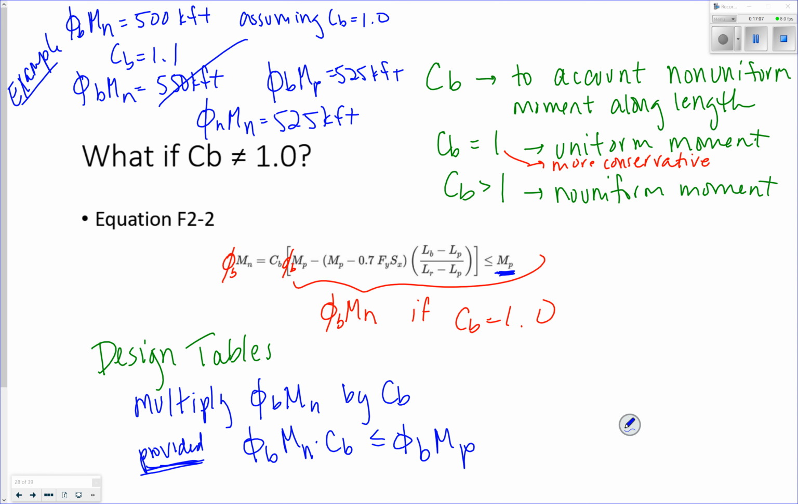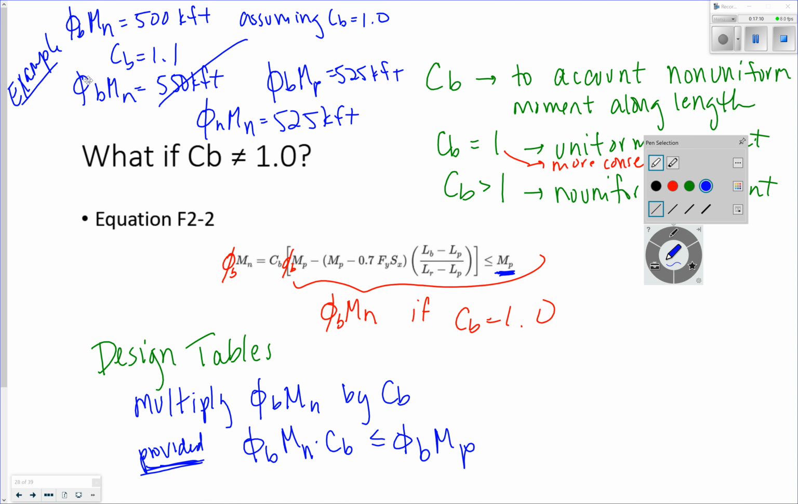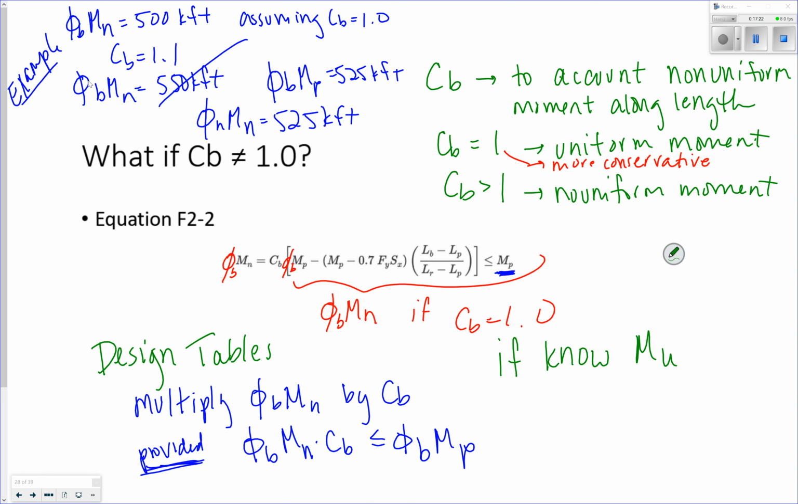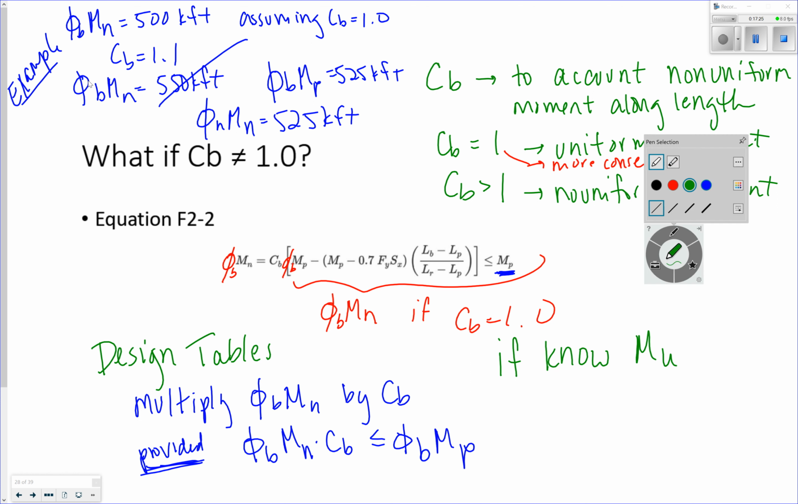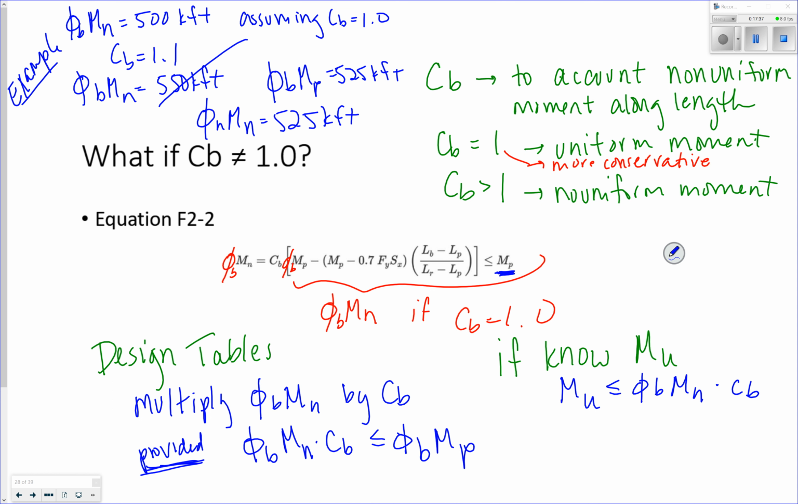My other thing is, if you know your moment, your required strength, your Mu, right? Mu must be less than or equal to your capacity. Well, if I get to increase that by Cb, then just divide by Cb and start looking for that moment capacity.